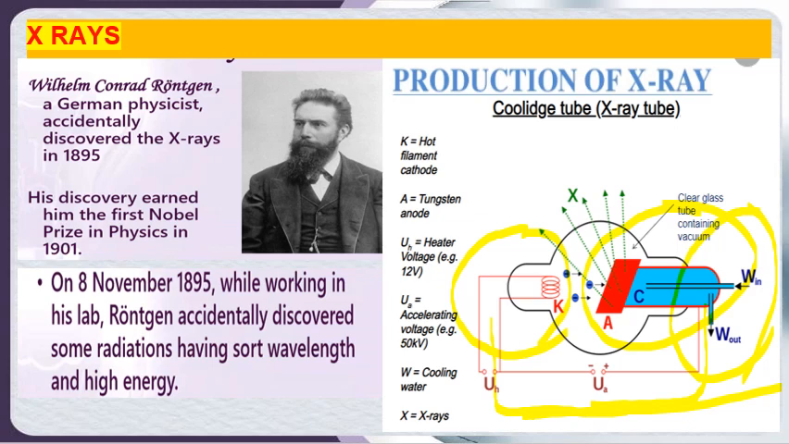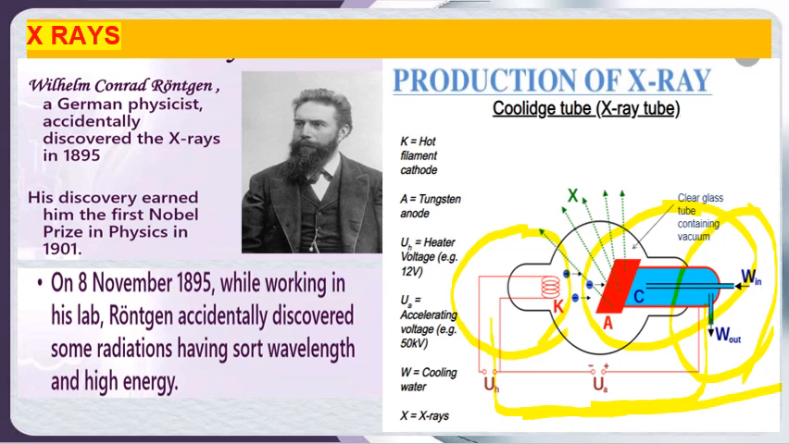They are accelerated. When they hit the target, they produce rays which are of unknown nature, and they are directed in all directions. So these rays at that time, due to their unknown nature, were termed as X-rays.